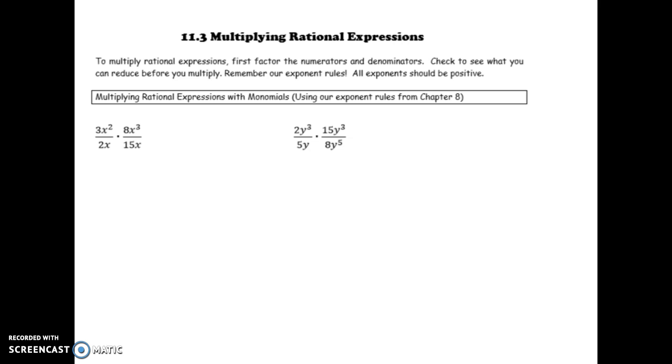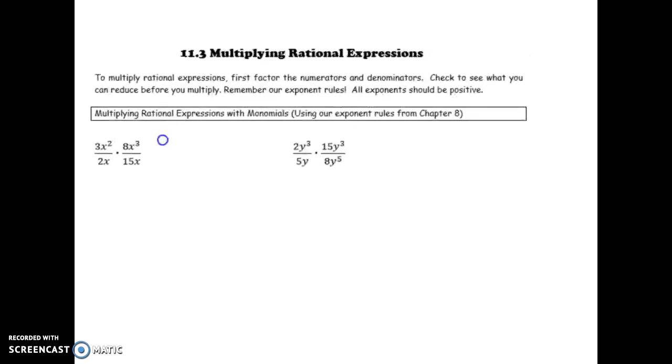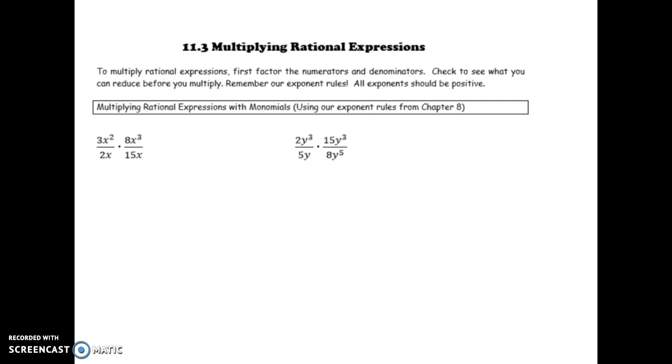So 3 times 8. Ooh, and before I multiply straight across, nope, actually, we're going to multiply this one straight across, and then we'll work out. So 3 times 8 is going to be, oh, why is my pen not working? Here we go. 24, and then we add our exponents, x to the 5th, and then it's going to be over 30x squared.